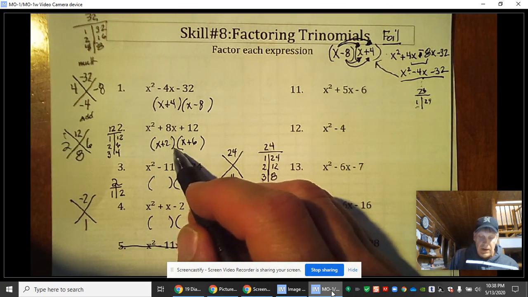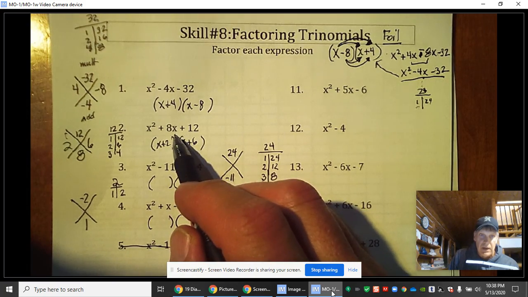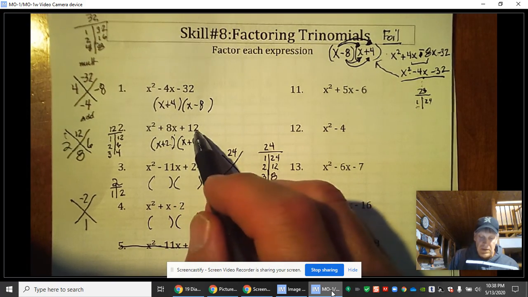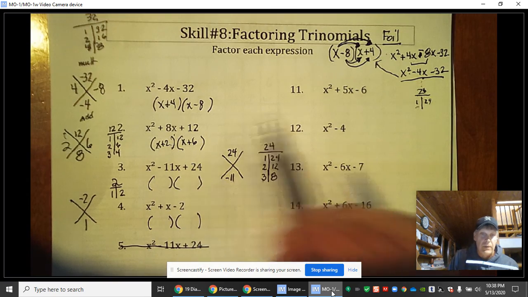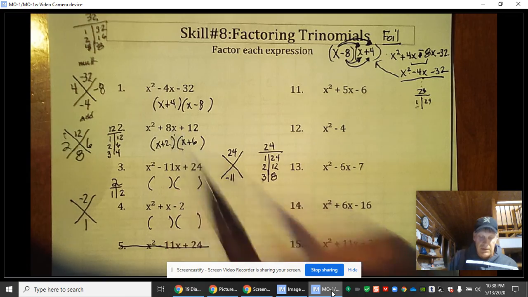If I FOIL this out, I'll get 2x and 6x. That's going to add up to 8x. 2 times 6 gives you my 12, and x times x is x squared. So I can FOIL it back out to check to see if I come back up with this.